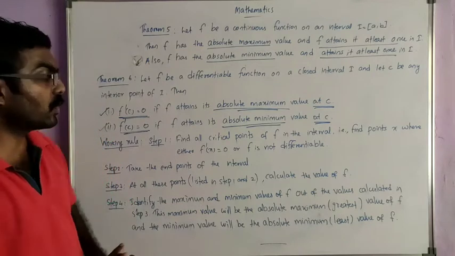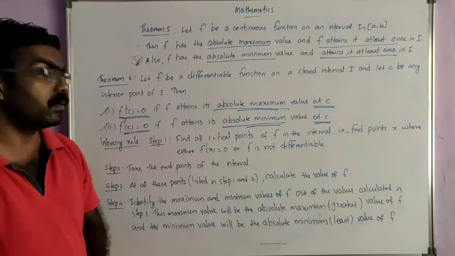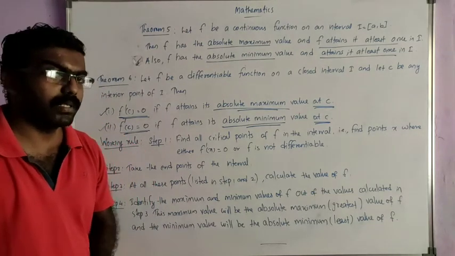Now we have a working rule to find the absolute maximum or the absolute minimum value. Here there are 4 different steps.